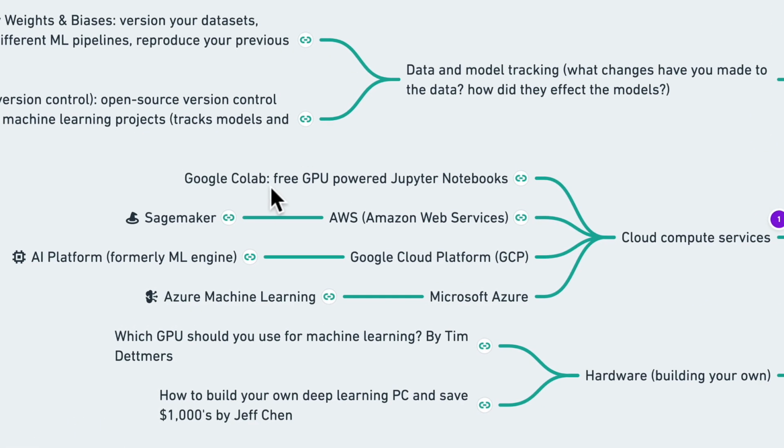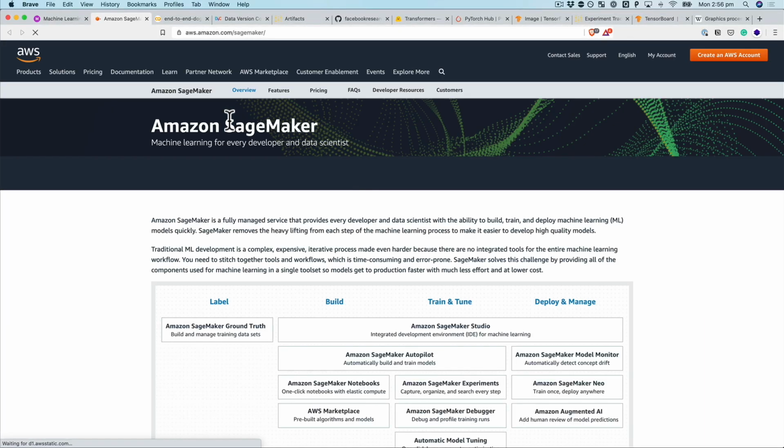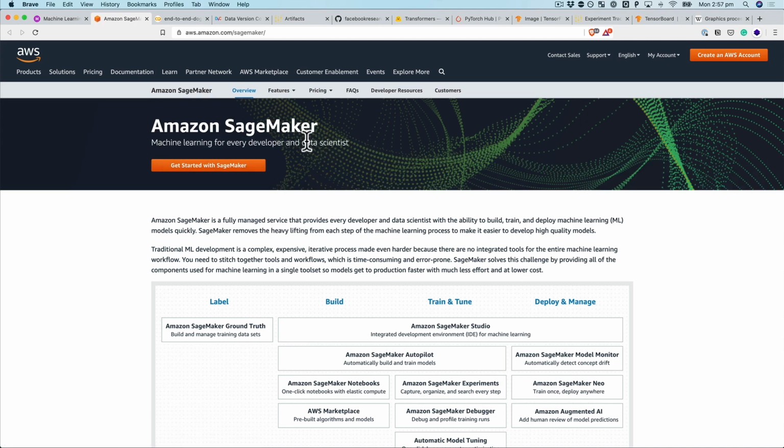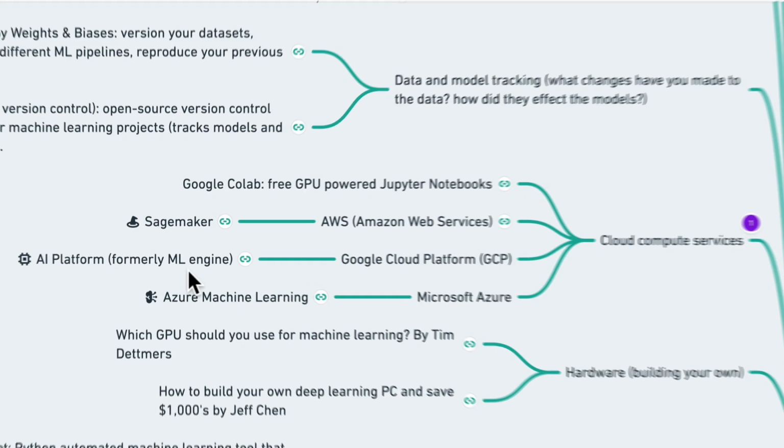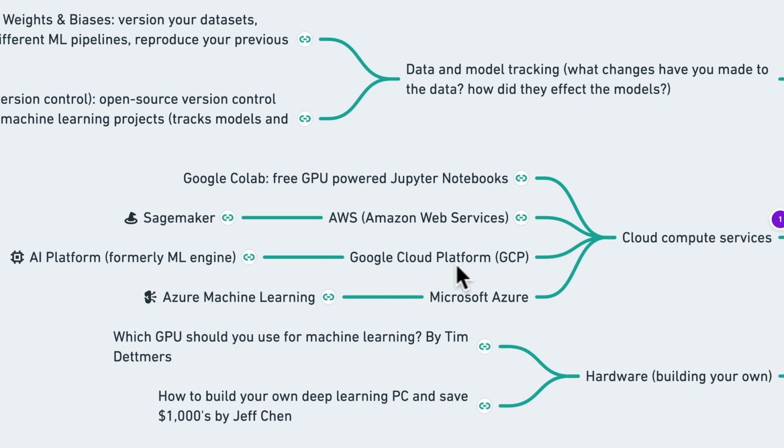Now, Colab, because it's free, has some limitations. If that doesn't suffice your needs, you may want to look into a cloud compute service such as AWS. Their machine learning offering is SageMaker. Cool name, hey? Machine learning for every developer and data scientist. AI platform on GCP, which is Google Cloud Platform. It's formerly called Machine Learning Engine. Or Azure Machine Learning from Microsoft Azure. Now these are going to have different names and fancy different marketing terms. They're basically different versions of the same thing.